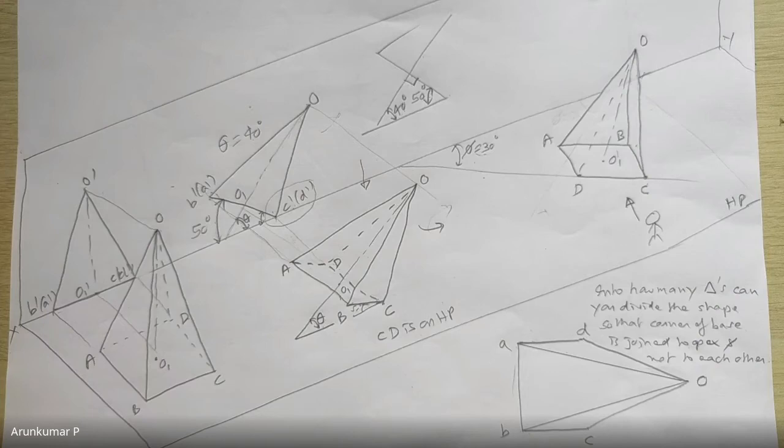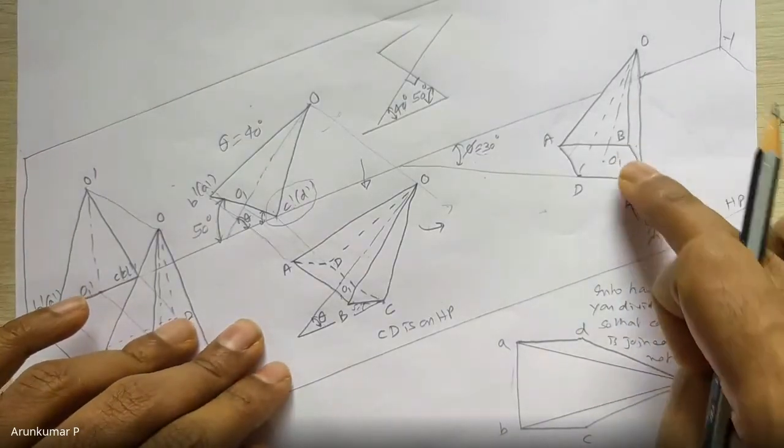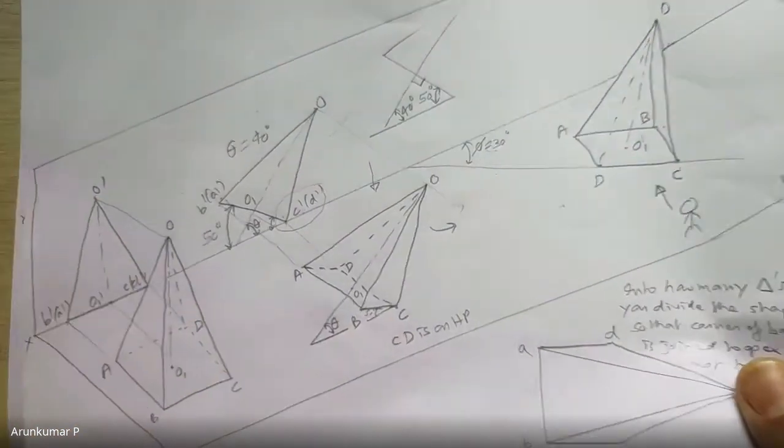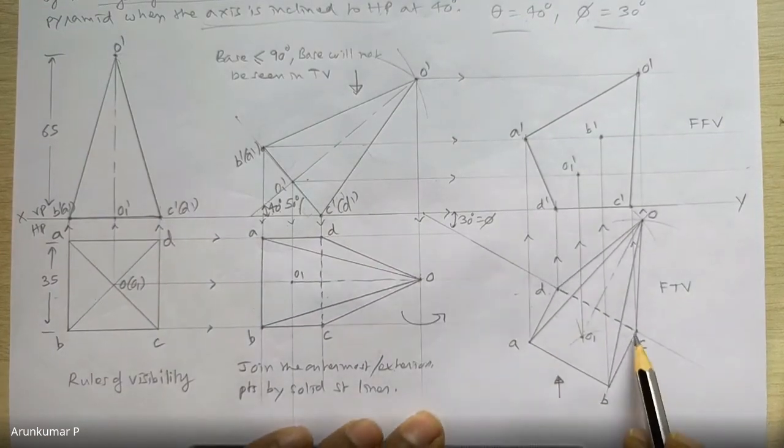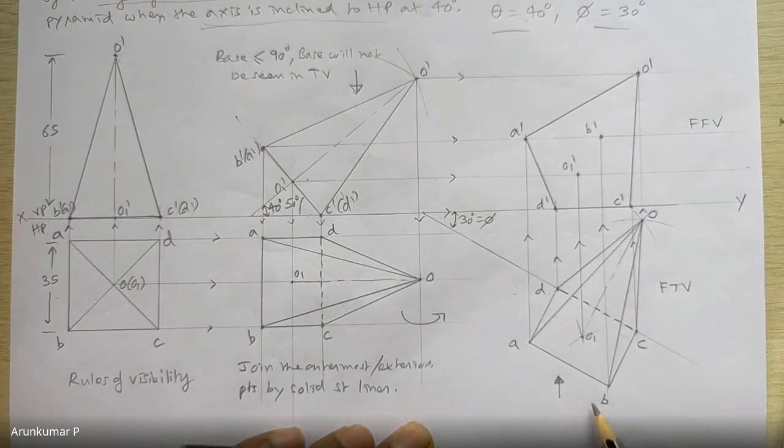Some of you can imagine and you will say yes. Yes, the base will be seen by the observer when he looks in the front view. Those who can't imagine, no problem. There is another thumb rule. See, base is the entity which is nearest to the observer. The observer is here. This is the observer.